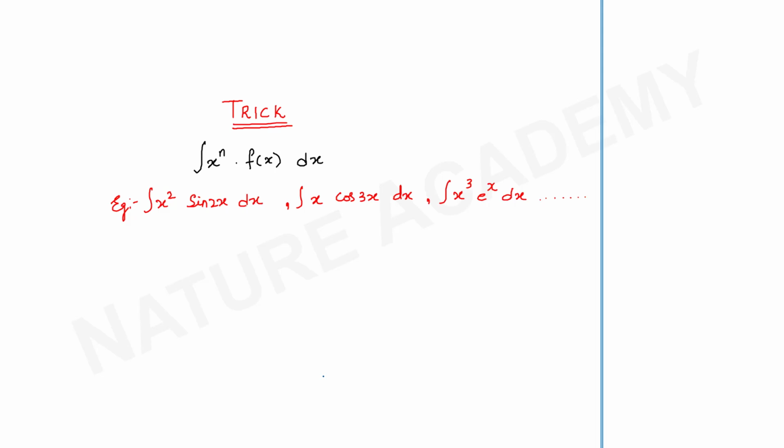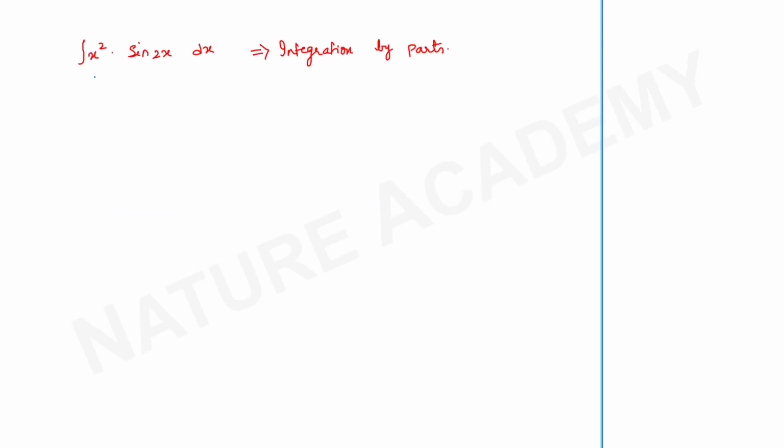Let's first solve this by using the traditional integration by parts method. This is in the form u into v dash. We can solve this using u into v minus integral u dash v into dx. So this is the formula for integration by parts.